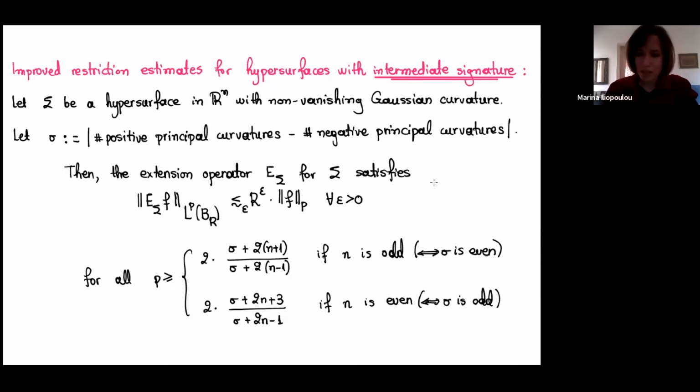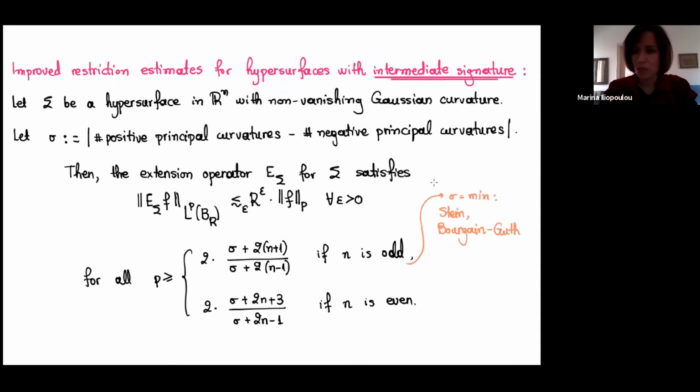But okay, as I said, the extremal cases were solved before. The minimal signature case was treated by Stein and then by Bourgain and Guth. And the maximal signature case was done essentially by Guth for the paraboloid. And then we worked on general surfaces with him later.